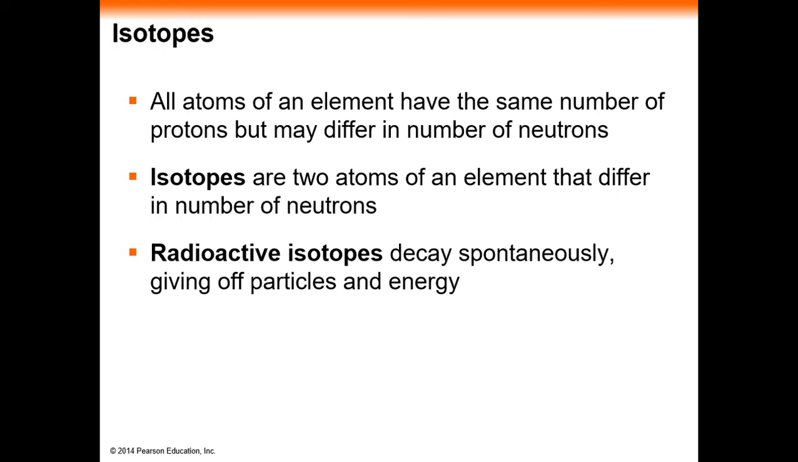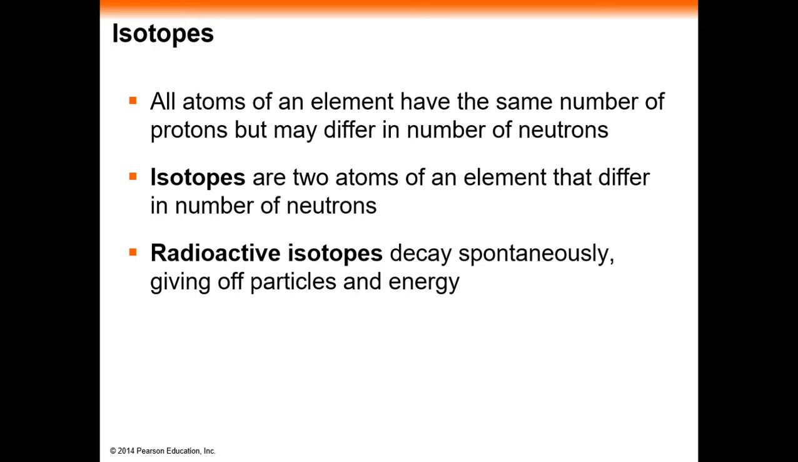One would have 6 protons and 6 neutrons, that would be carbon-12. Carbon-13 would have 6 protons plus 7 neutrons. So again, those two isotopes would be two atoms of an element that differ in the number of neutrons. In the case of carbon-12 and carbon-13, carbon-12 would have 6 neutrons and carbon-13 would have 7 neutrons.